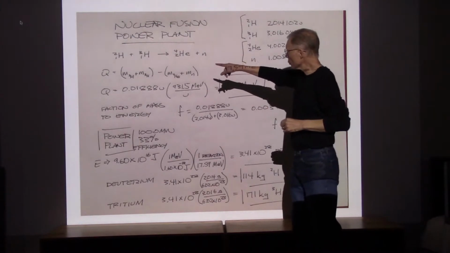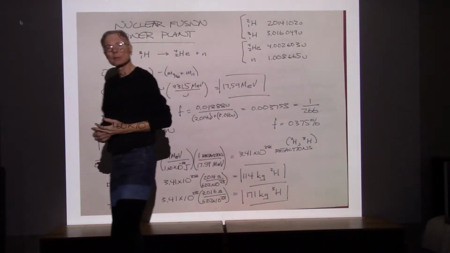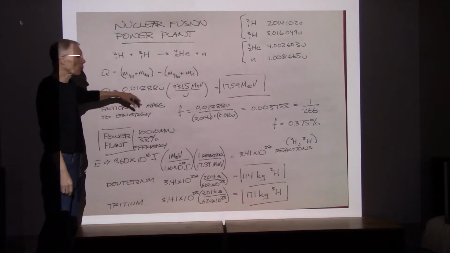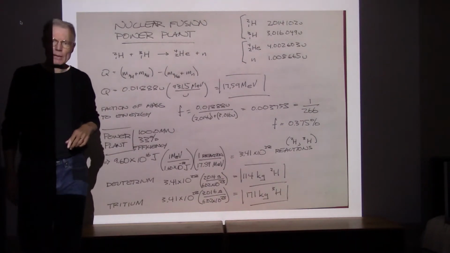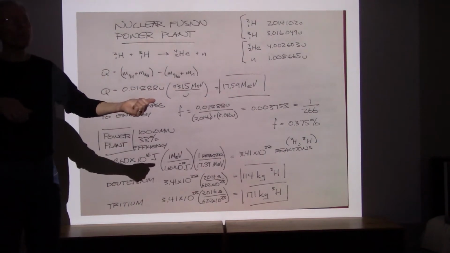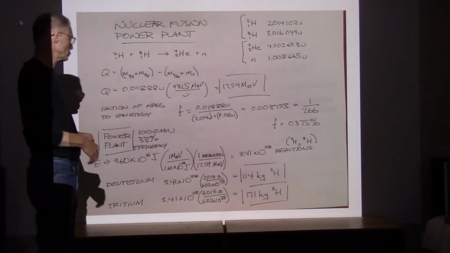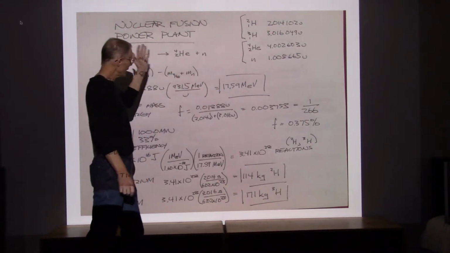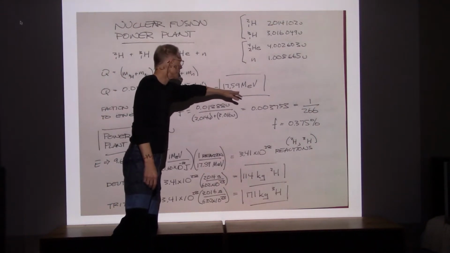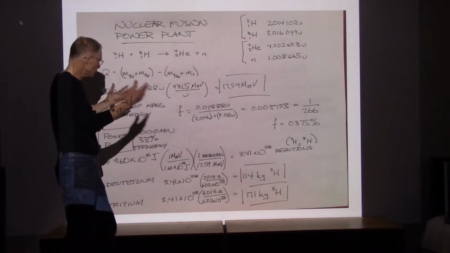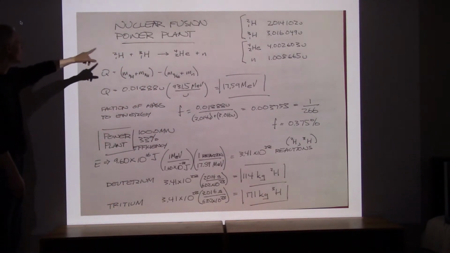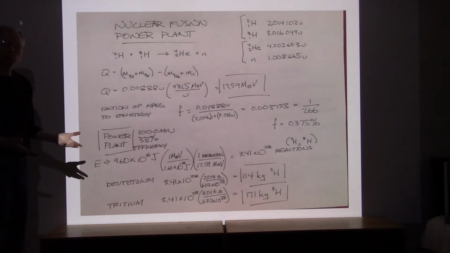And so I used those numbers, carried out a Q calculation, and the Q value on this gave 0.01888 atomic mass units. I used the 931.5 conversion to find out how much energy that corresponds to, and I ended up with 17.59 MeV. So a really large amount of energy for this deuterium-tritium fusion reaction.